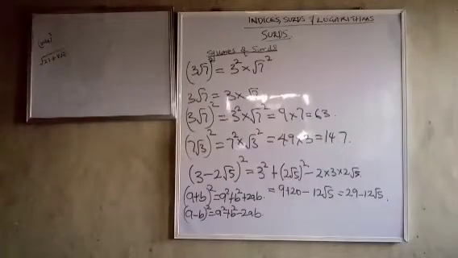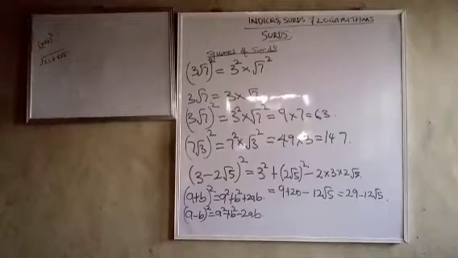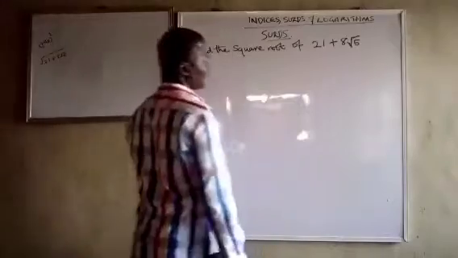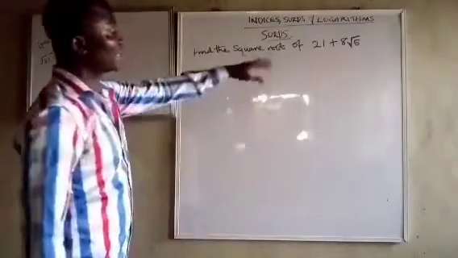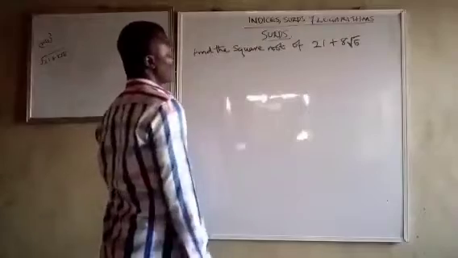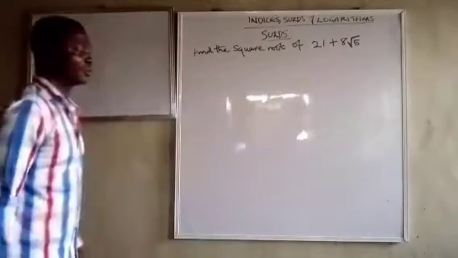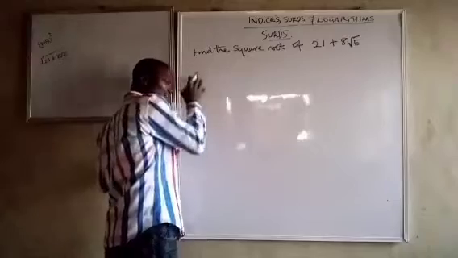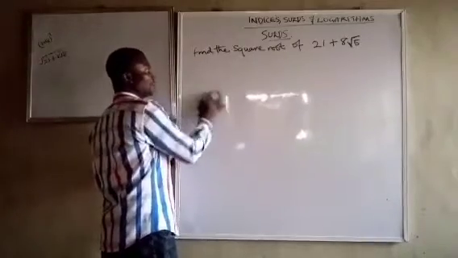surds conveniently. You can also find square roots of some surds. Find the square root of 21 plus 8 root 5. If you punch it into your calculator, you are going to get a certain figure, and then you can square root it again. But in this instance, we are not using that approximation. We are going to express it using our knowledge of the square of two numbers.